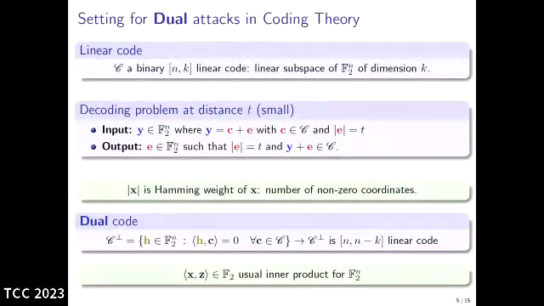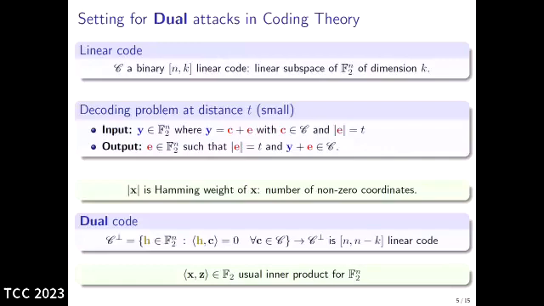So first of all, I'm going to talk about dual attacks and their analysis. I said that dual attacks solve the decoding problem. So what is the decoding problem? I will give you a binary linear code, which is just a linear subspace of F2 to the n. And I also give you a noisy codeword of this code. So I give you a y, which is equal to a codeword plus an error vector, which will be of small Hamming weight. And I ask you to return me this error vector.